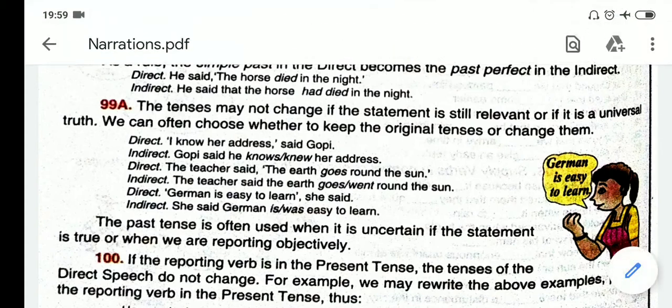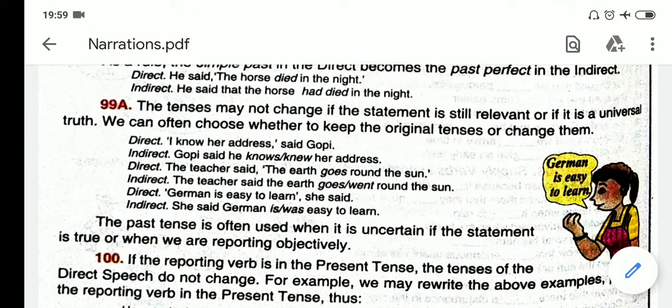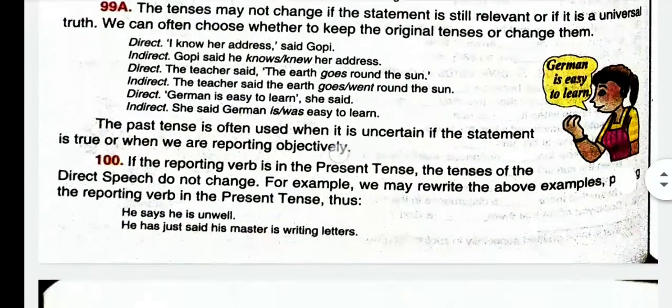German is easy to learn, she said. So she said that German is easy to learn. You will not change the tense. But even if you change it, it will be correct. But it is better that you do not change the tense of those sentences which are universal truths or which are still relevant. If German is easy to learn, then it is still easy to learn. So these are the rules.